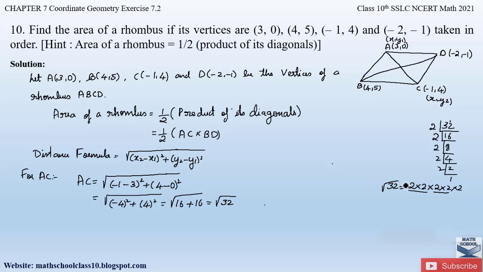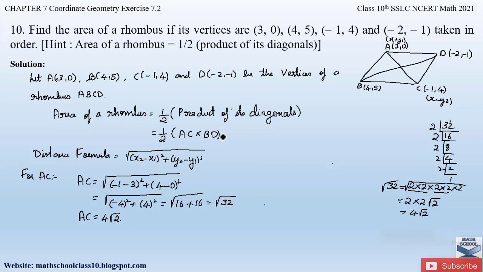So when we take square root of 32, pairing is done twice here. So those numbers will come out of the square root term. So 2 into 2 and this 2 is left behind. So we get 2 into 2 is 4 root 2. So therefore the value of AC is equal to 4 root 2.